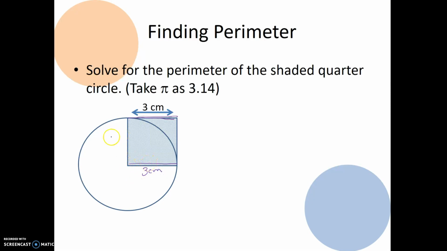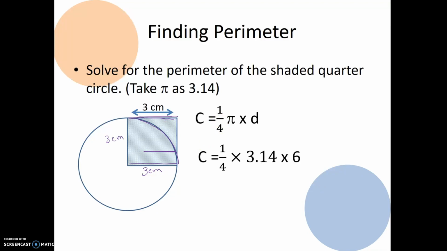And since this is a radius and this is a radius, that's also 3 centimeters. So first of all, let's find this length right here. Since that's a quarter of a circle, we can just use our circumference formula, pi times diameter, and then multiply it times a fourth, because I'm finding a fourth of the circumference. So we'll substitute in our values, 1/4 times 3.14 times 6.